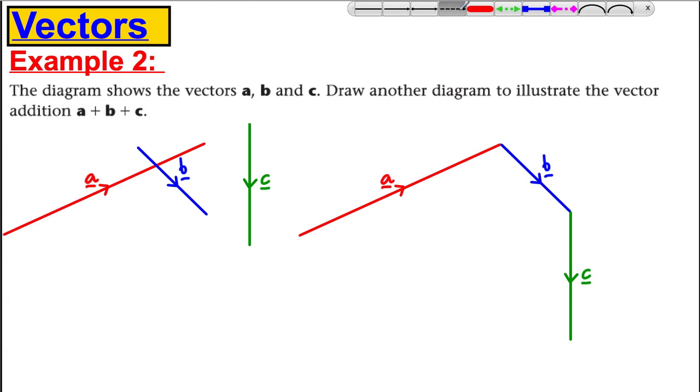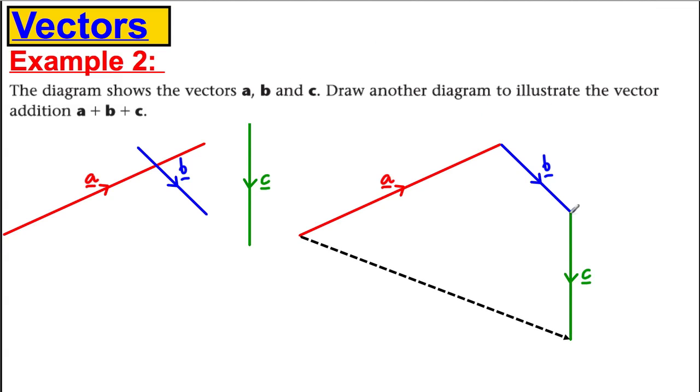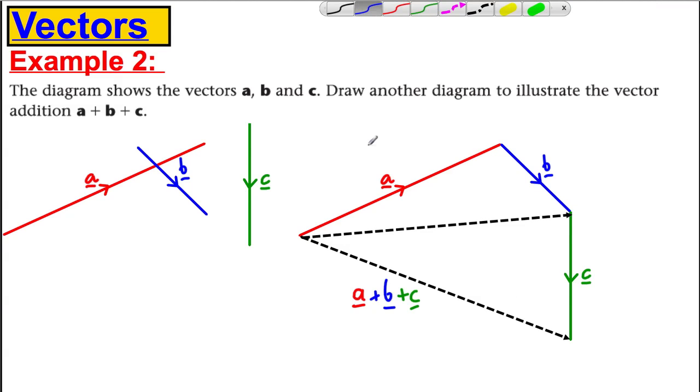So this line here is clearly A plus B plus C, and that diagram would illustrate it. Out of interest, what's that line there? Well, that line clearly is just A plus B. And that diagram illustrates for us everything we're asked.